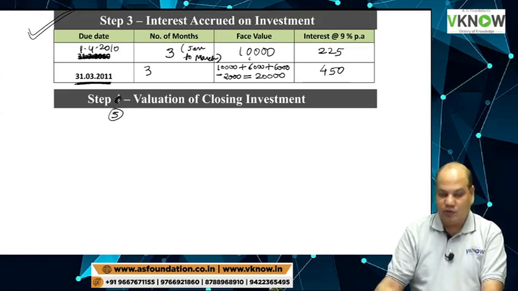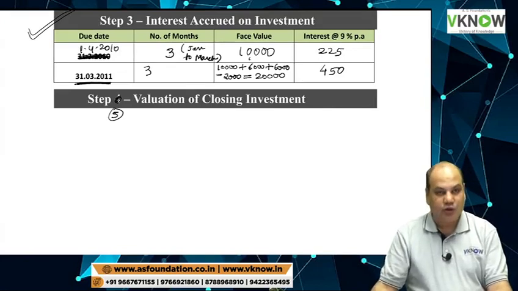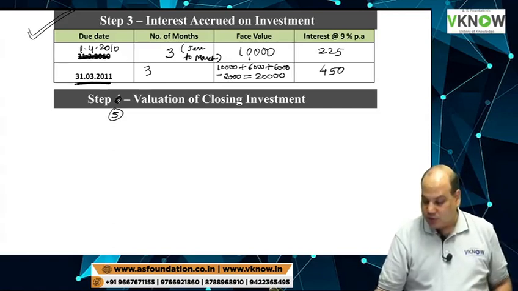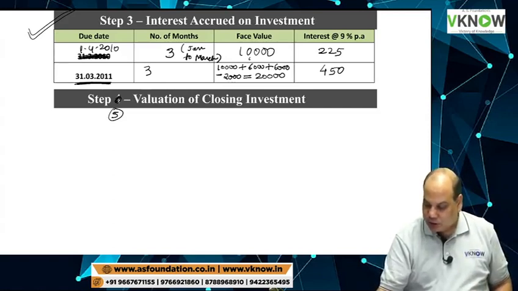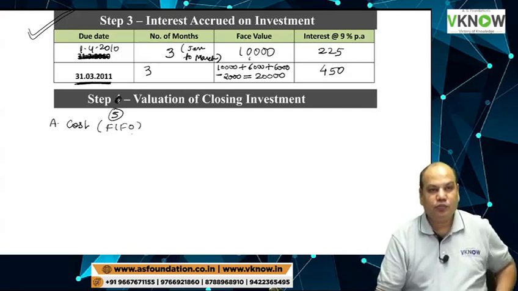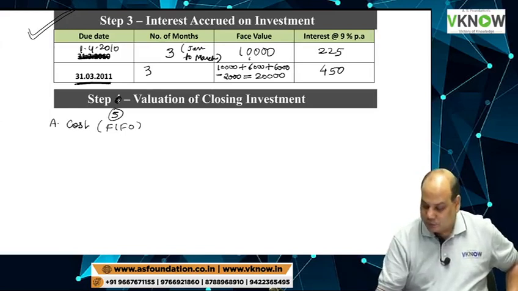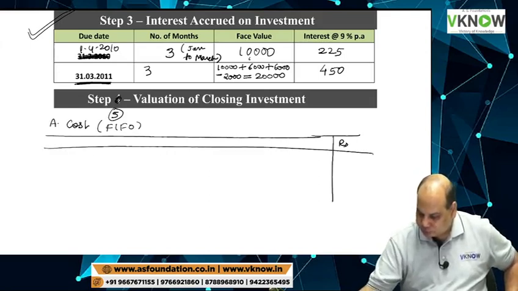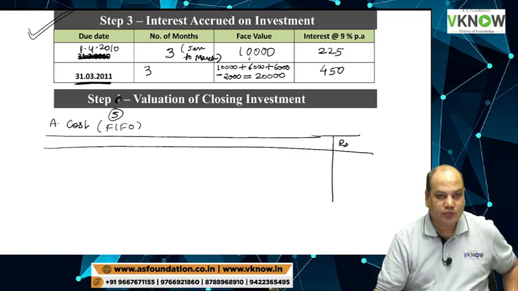Value of closing investment. Kumar Gaurav is right. Lucky Agarwal is right. Padamja right. So for that I have to calculate two things. A, cost. Cost will be calculated using FIFO, in right hand side rupees. Then I will calculate market value and then whichever is lower.